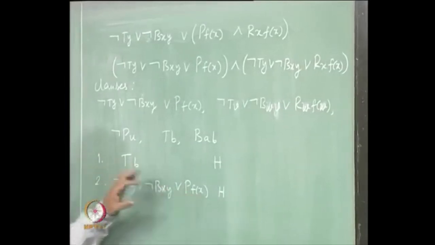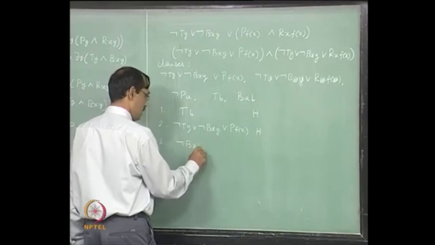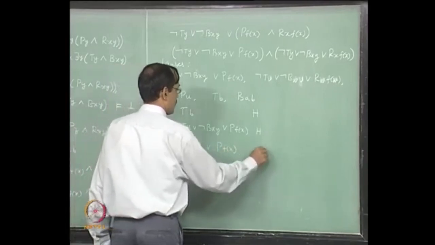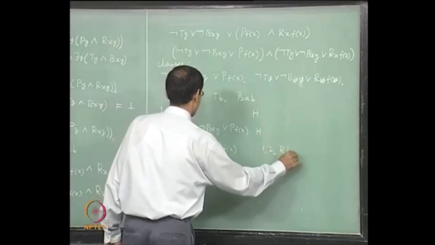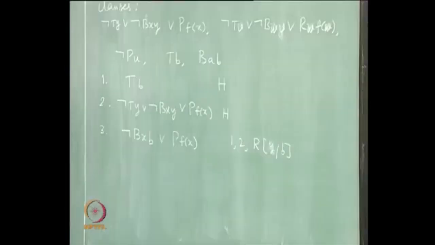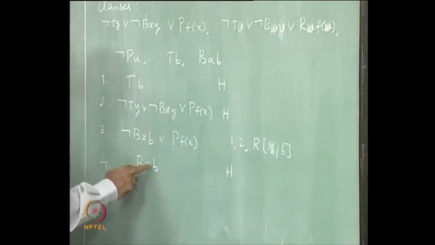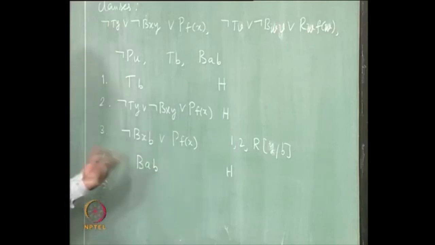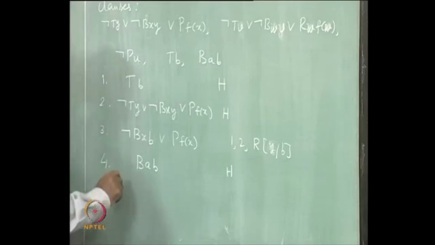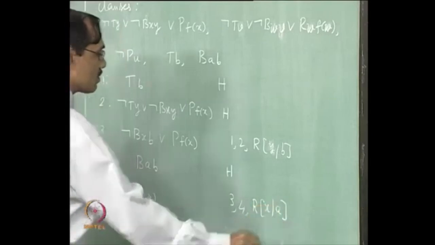So, you substitute y with B here, forget those two, take the others, right. So resolution gives not B x B or P f of x. This is from 1 2 resolution with y as B. Okay. Next we have B A B, let us introduce that. So, B A B hypothesis, again we resolve. So, x should be replaced by A, that is the most general unifier of not B A B, B x B. So, you get P f of A. So, this comes from 3 4 resolution with x substituted by A.